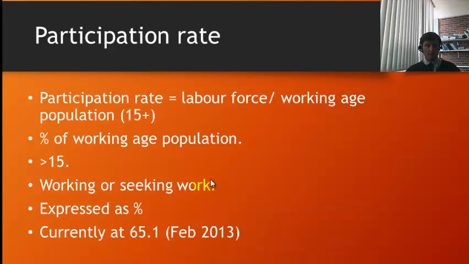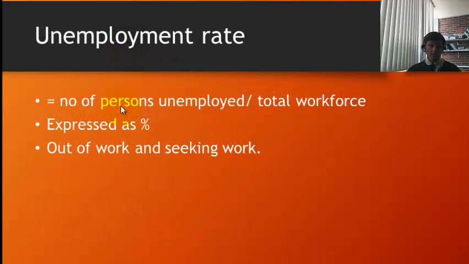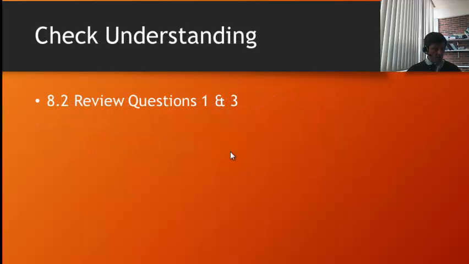Other criteria which classify people in the labour force are those that are checking regular advertisements, they're willing to respond to job advertisements, and they must be registered with an employment agency who are looking for work for them. And now we look at the unemployment rate itself. It's expressed as the number of persons unemployed divided by the total workforce, expressed as a percentage, and there are people out of work and seeking work. Okay, you may be out of work but not seeking work, that makes a difference. What I'd like you to do is to go to section 8.2 and complete review questions 1 and 3 before moving on.